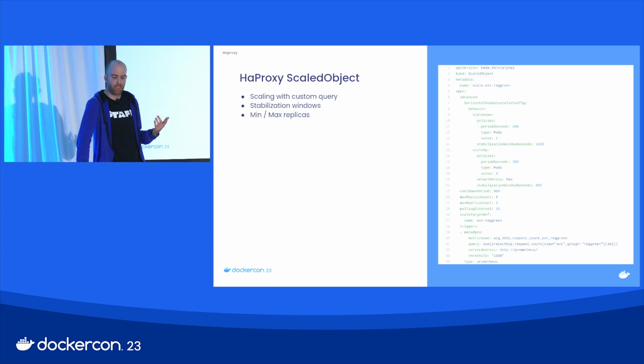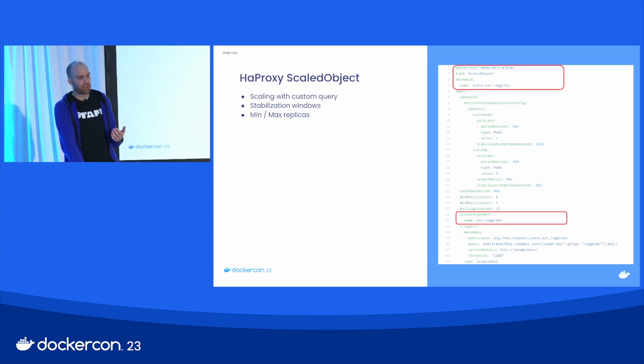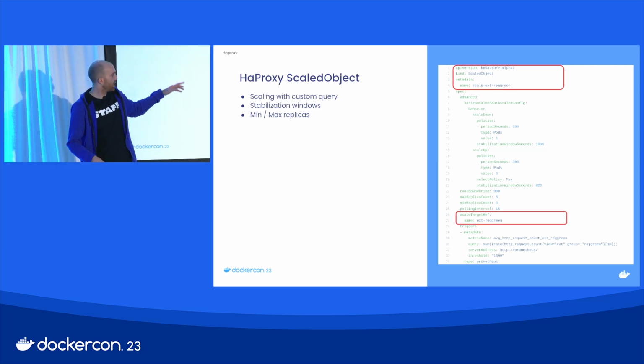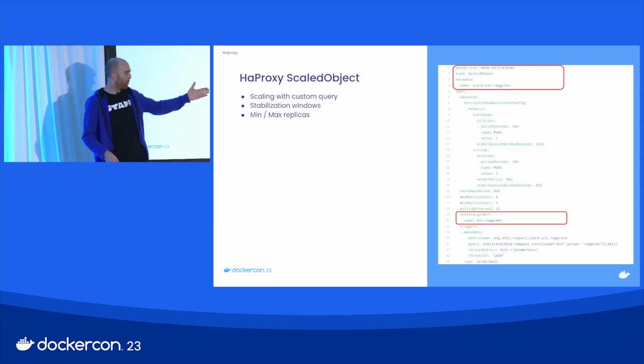So as an example, it's also using a Kubernetes resource that is called a ScaledObject that got as a target a deployment.